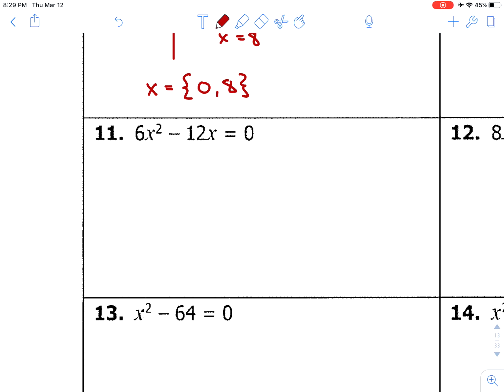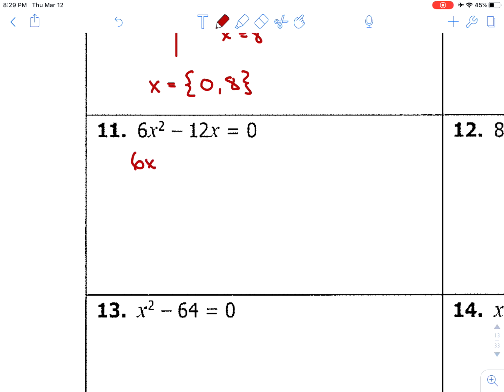So 6x squared minus 12x equals 0. My common factor here is 6x. When I factor out a 6x, I'm left with x minus 2 equal to 0. Again, I look inside of my parentheses and ask, is this expression completely factored? And in this case, it's a linear factor, so yes, it is.